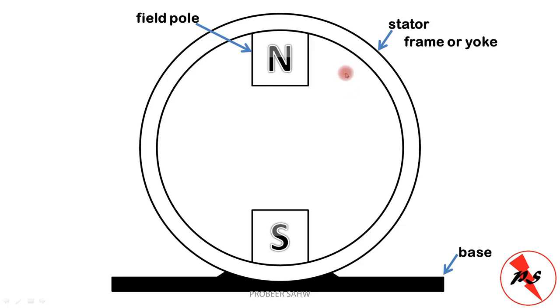So here we are looking at two poles of magnets. These magnets are permanent magnets. This is the north pole and this is the south pole. We can have either permanent magnets like this, or we can have electromagnets. So what we do, we wrap conductors around these field poles like this.